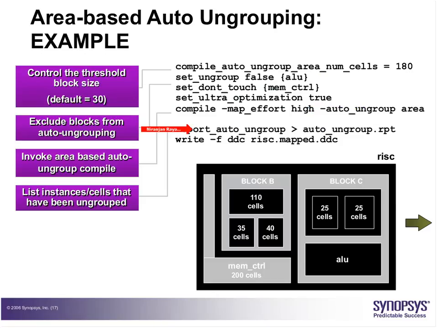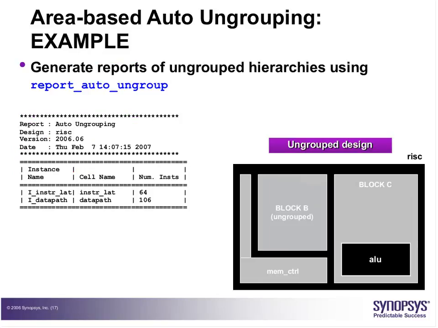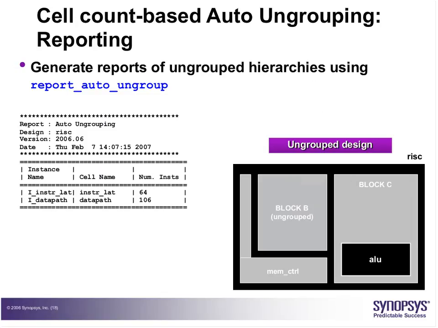We can report auto ungroup by saying report auto ungroup. It will tell us what are the designs that are ungrouped, and it looks like this. MEM control remains as it is, ALU remains as it is, ALU because we set ungroup false on it, MEM control because we set don't touch on it, B is ungrouped, C is ungrouped, and auto ungrouping will give us this, right. You can try that out again in the lab.